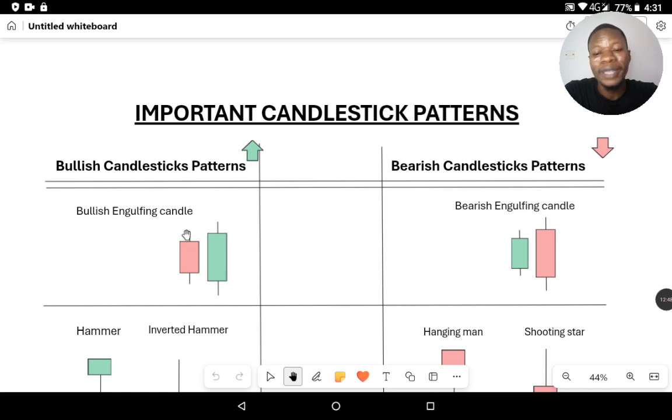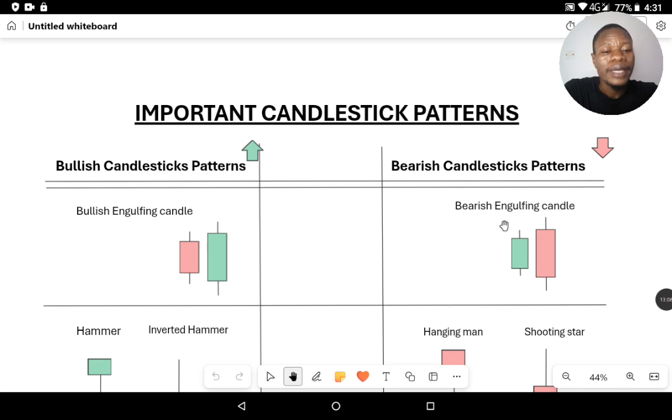When you see this kind of pattern on your support level, trust me, it shows that the buyers are now in control, and you should be looking for what? An opportunity to go long, to ride on with the buyers. You can buy. So that's what engulfing candle is.